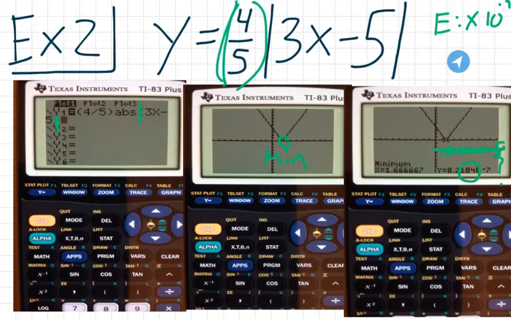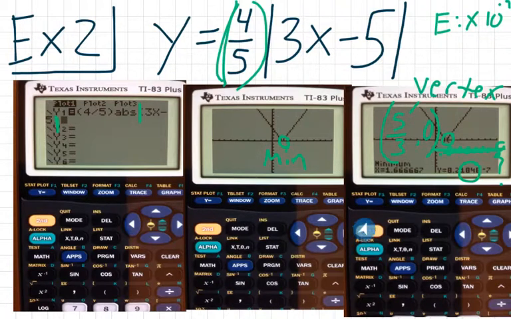Your x, though, is 1.66667. That's 1 2/3. So I'm going to call that 5/3. So your vertex right here is the point 5/3, comma 0. So this is your vertex. And then again, if you want to see a table of values, just hit second and then table.